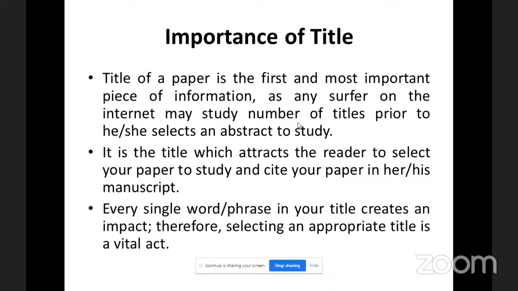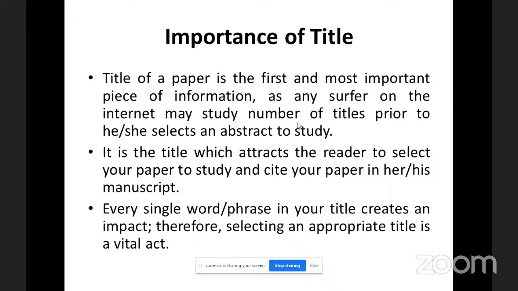Pay attention to each and every word which you utilize inside the title. That is also an important thing. No need to incorporate any word which is not related to your work or which increases the length of the title. Just keep this in your mind.